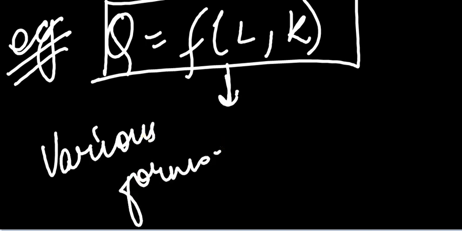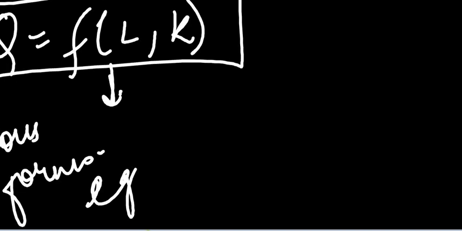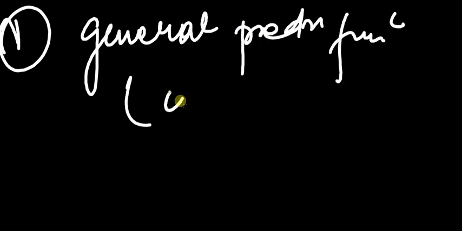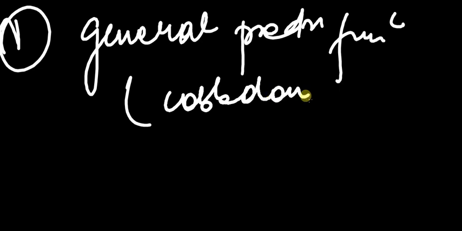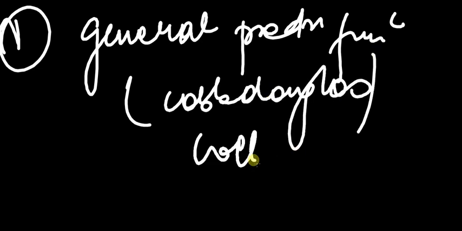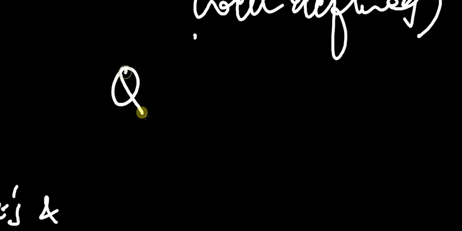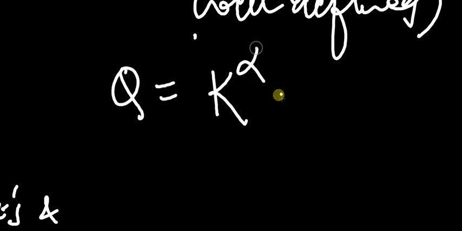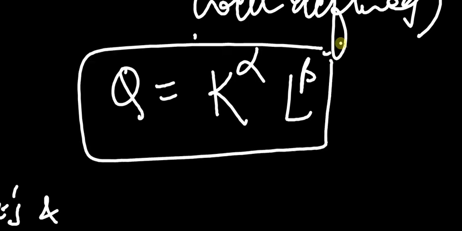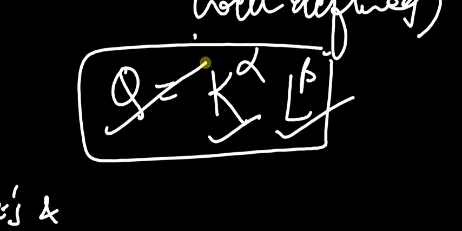So, for example, I can have a general production function like this. I would like to say this is a Cobb-Douglas or a well-defined production function. And this would look something like this: output is equal to K to the power alpha L to the power beta. So this is showing me some relationship between labor, capital and output.